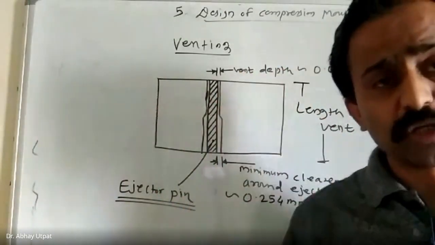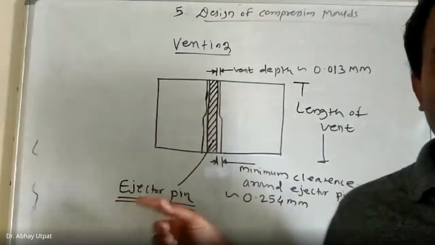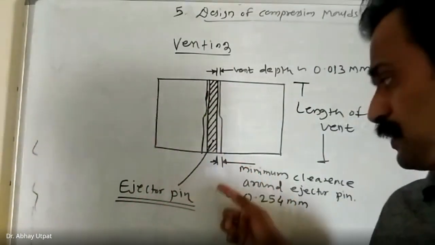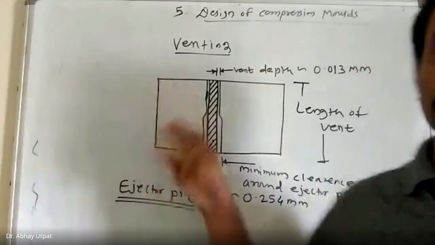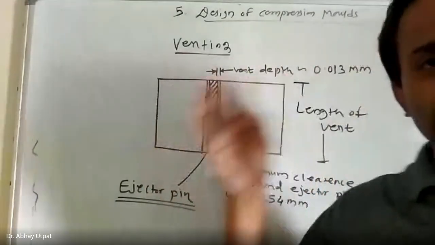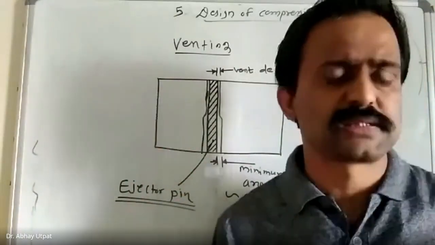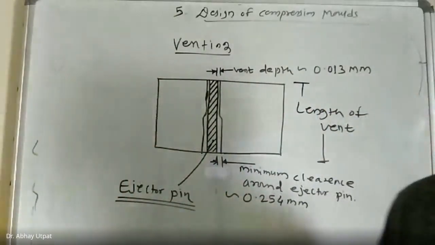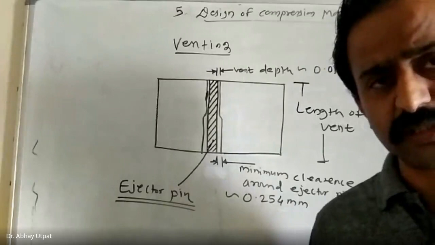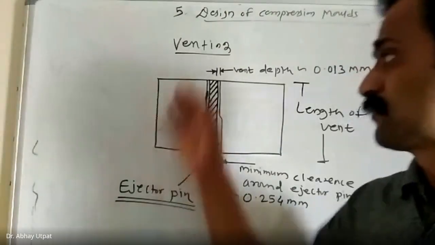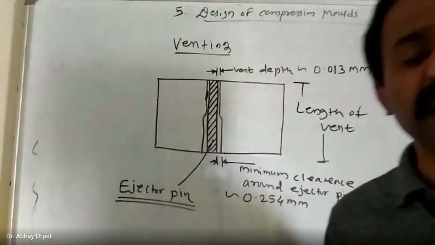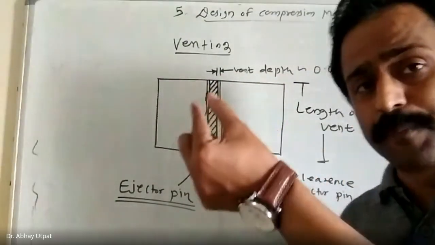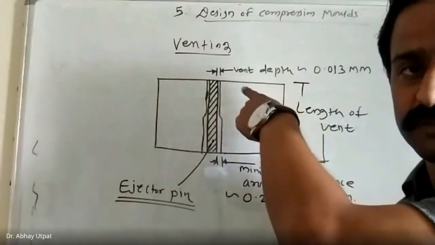So location of vent, depth of vent, minimum clearance between the ejector pin and the hole, all these things are covered in the unit on venting. This may be asked for 2 or 3 marks as a short note in subjective questions. In objective questions, you have to remember what should be the minimum gap and what will be the vent depth. See, for the gap, the word depth is used.